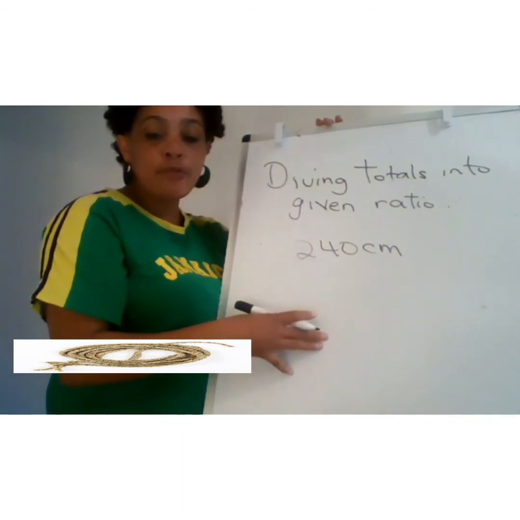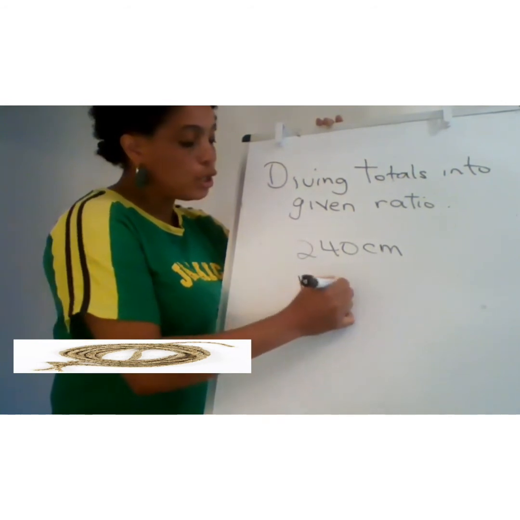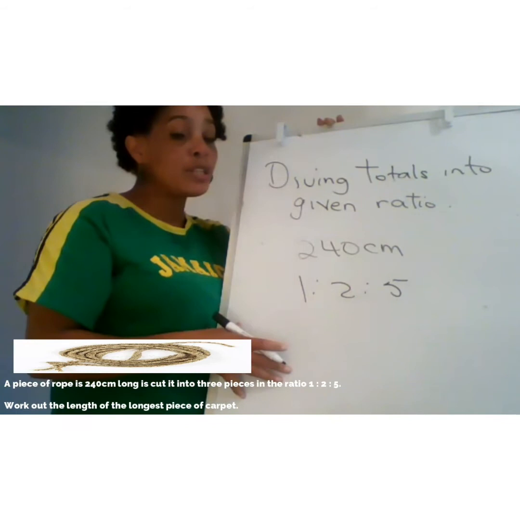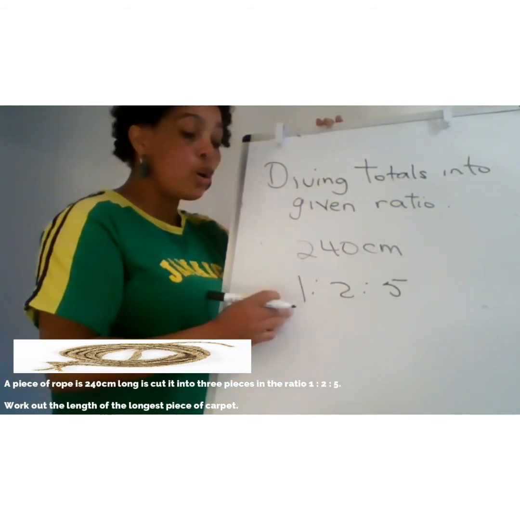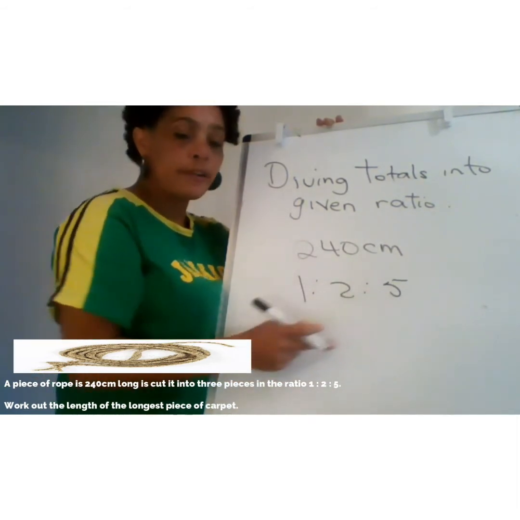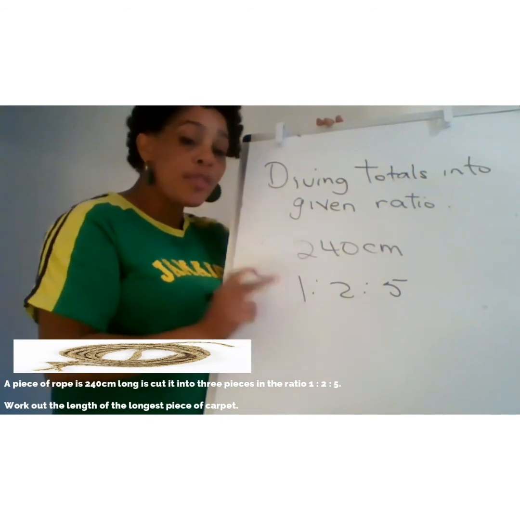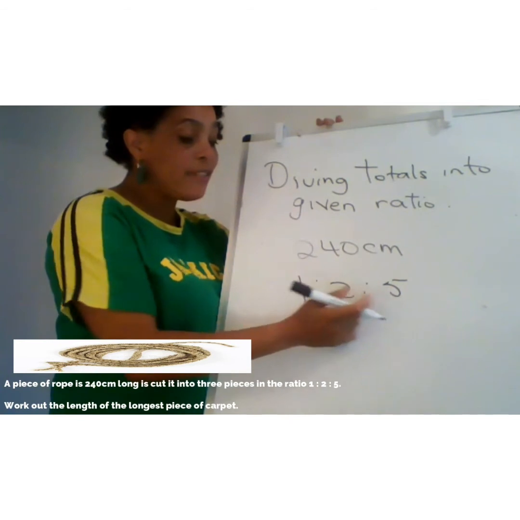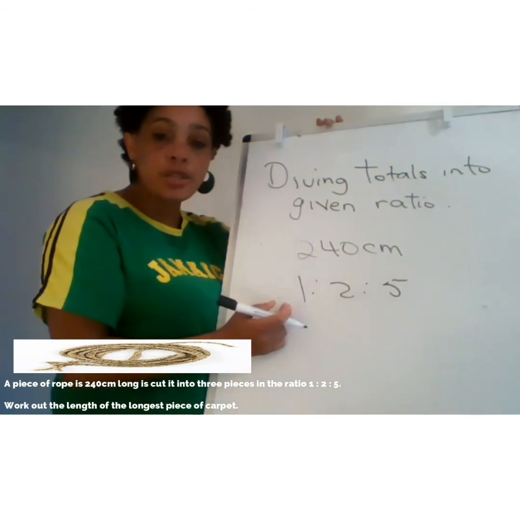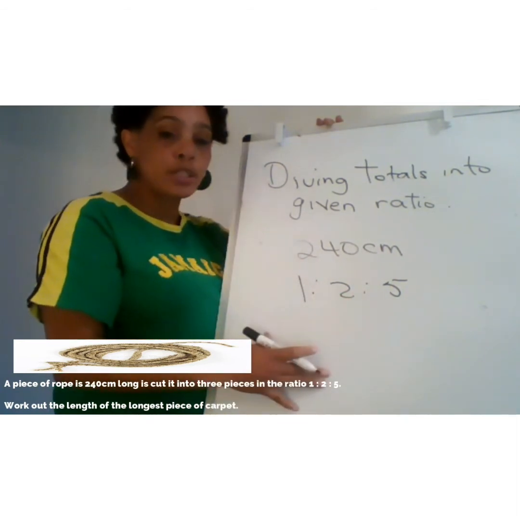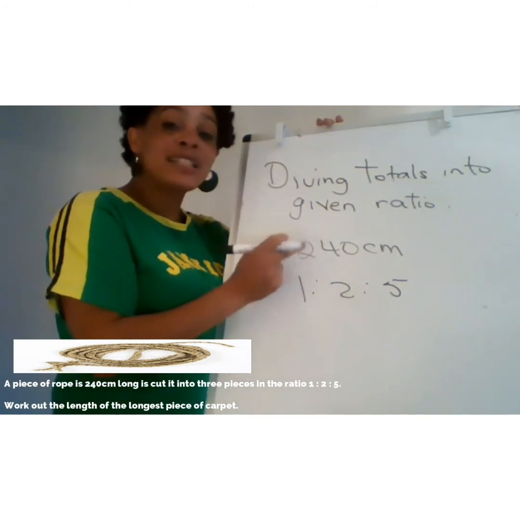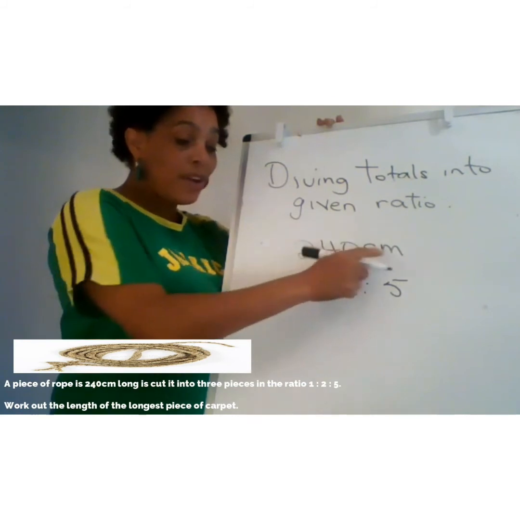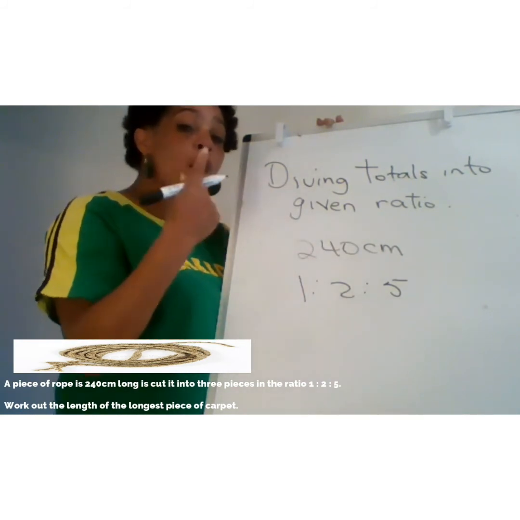I need to cut that rope in the ratio of 1 to 2 to 5. So I'm making something out of this rope and I need to cut it in the ratio of 1 to 2 to 5. What this means is in total, I'm cutting it into 5, 6, 7, 8 parts. I'm cutting it into 8 parts in total. If I divide that by 8, I'm going to get the answer for 1 part.